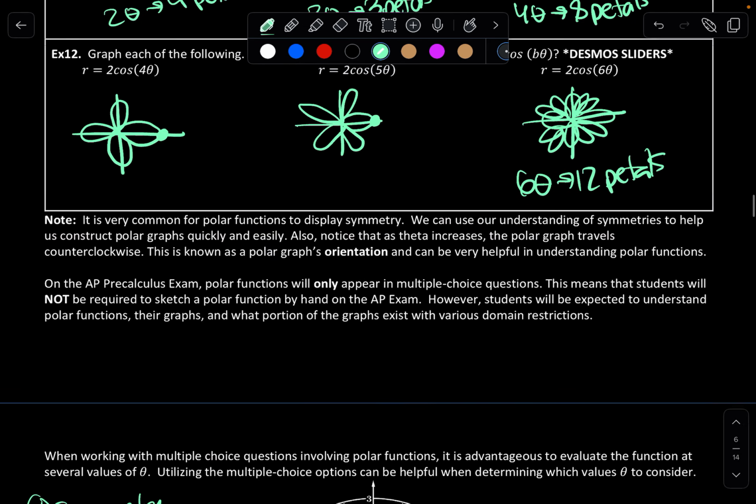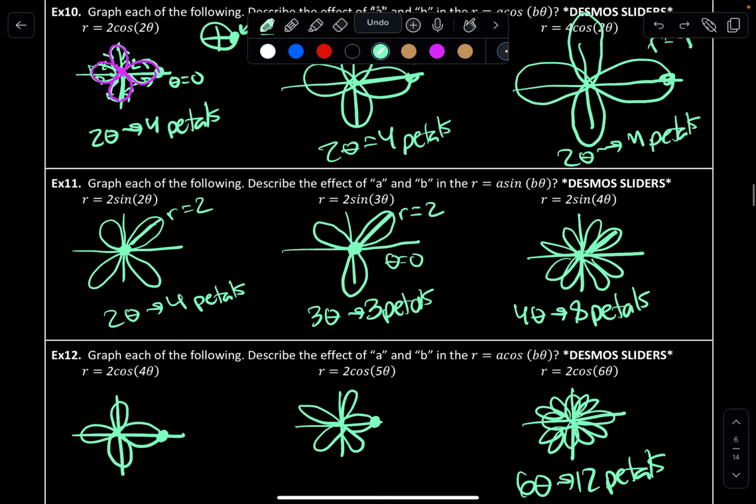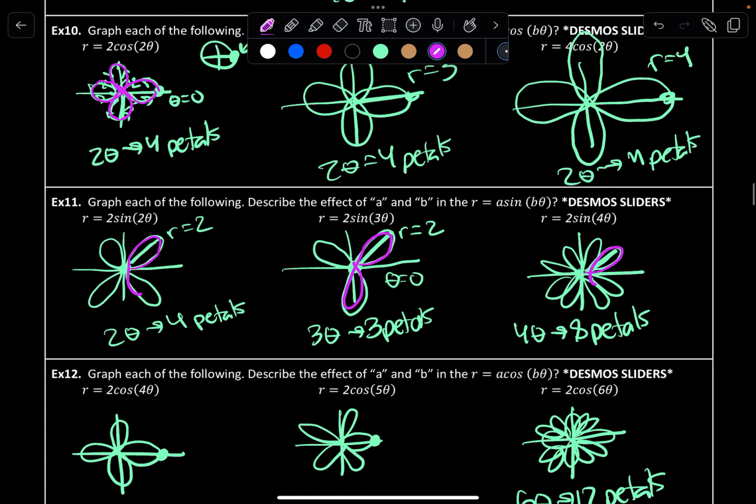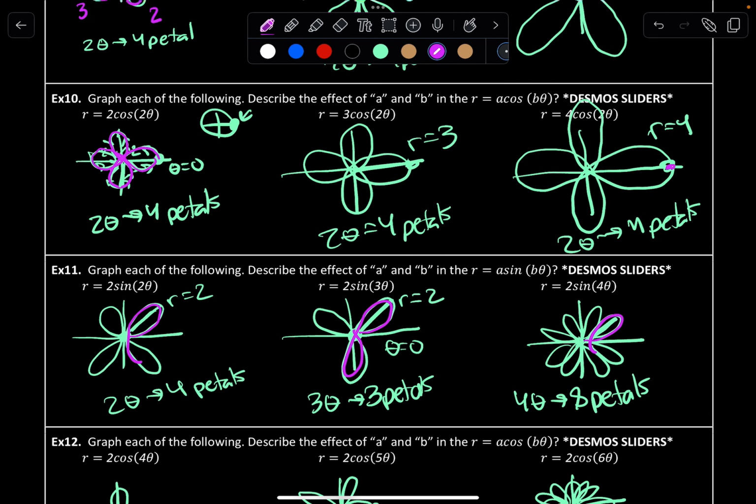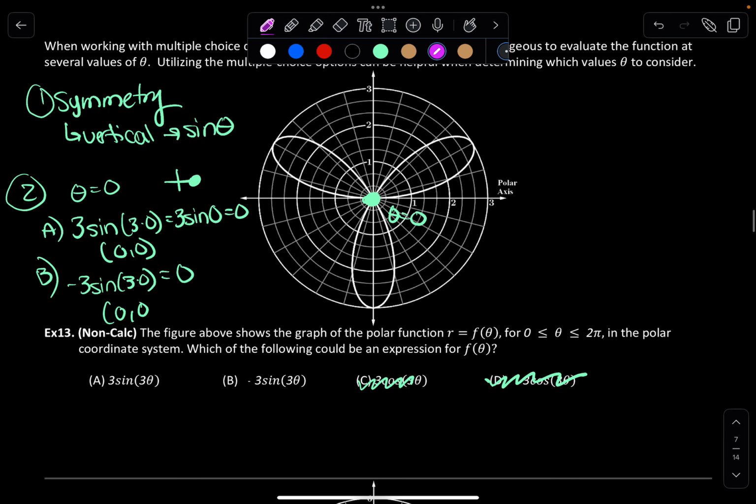So we noticed yesterday when I drew these petals is that they were going in this direction, right? Counterclockwise, right? They were all starting at the pole and then going counterclockwise when they were sine. With cosine, we were starting on the polar axis, but they were still going counterclockwise, okay? So this consistency is going to take us through these multiple choice problems. So if I'm starting at the pole, I'm going to go counterclockwise. So I'm going to go this direction.